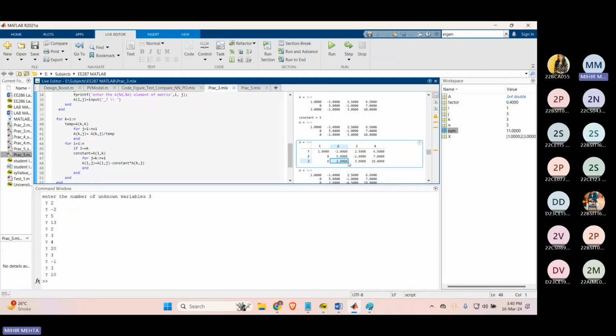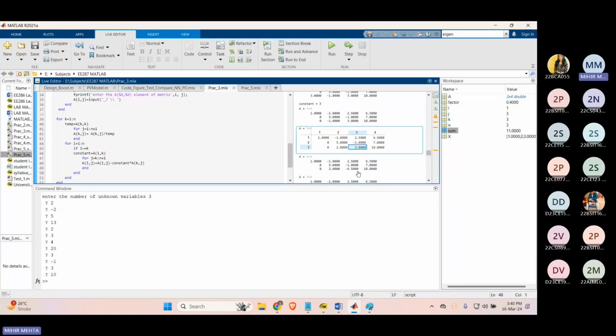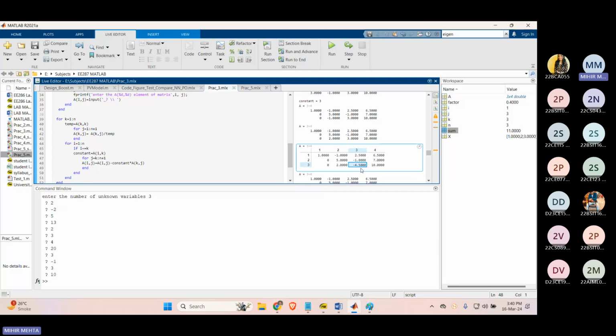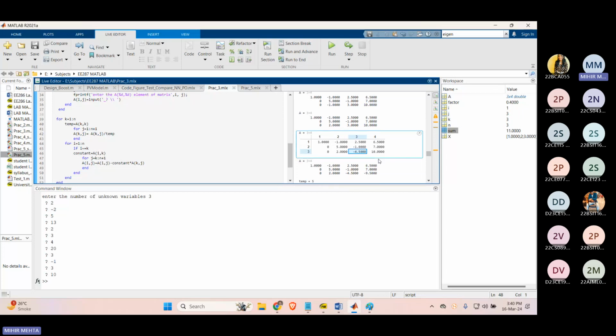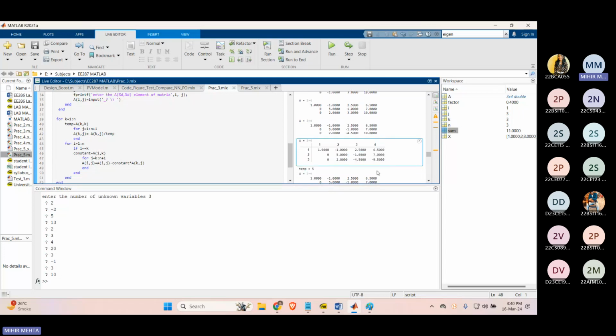Again, in the next step, this value would change. Why? Because this would be 3 minus 3 into 2.5, which gives me the answer as minus 4.5. The last would be 10 minus my factor 3 into 6.5, so that becomes minus 19.5 plus 10, which gives me my final answer as minus 9.5. So this is how my entire loop is run once when i is not equal to k.